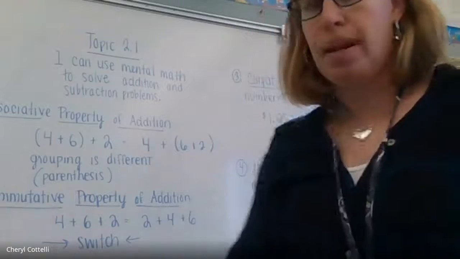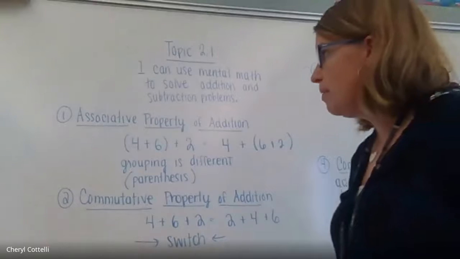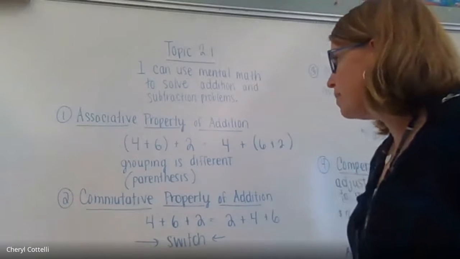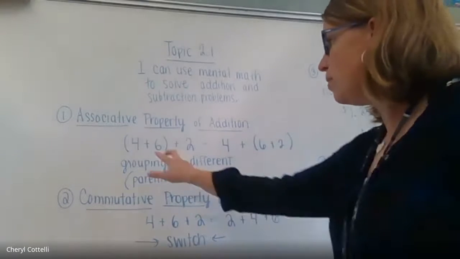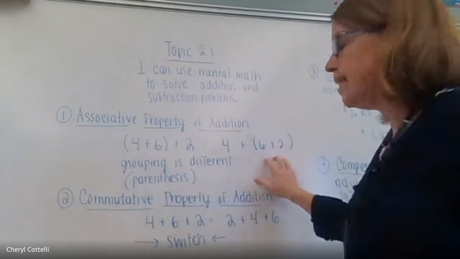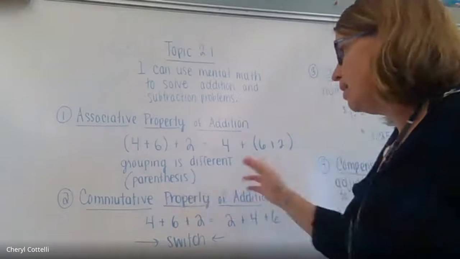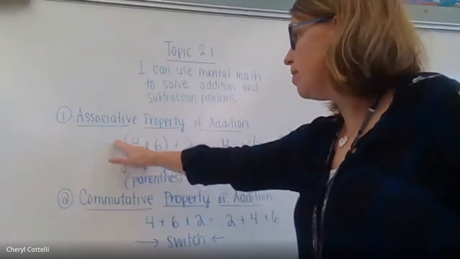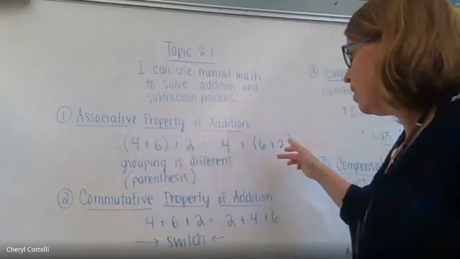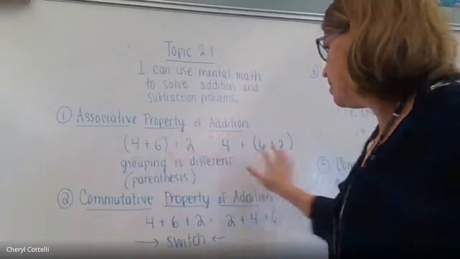The first one is called the associative property of addition. The associative property of addition is basically when you group numbers together. When you group them differently, the outcome still comes out the same. The answer is still the same. Usually with the associative property you see parentheses around them, but if you notice, the numbers are in the same order, but the parentheses are different.